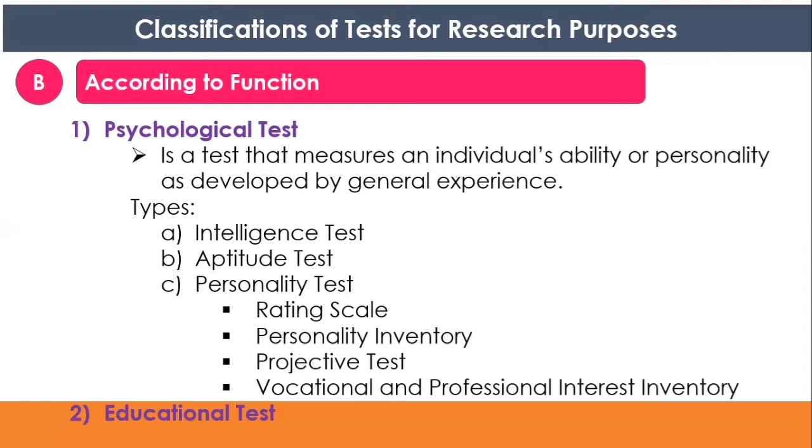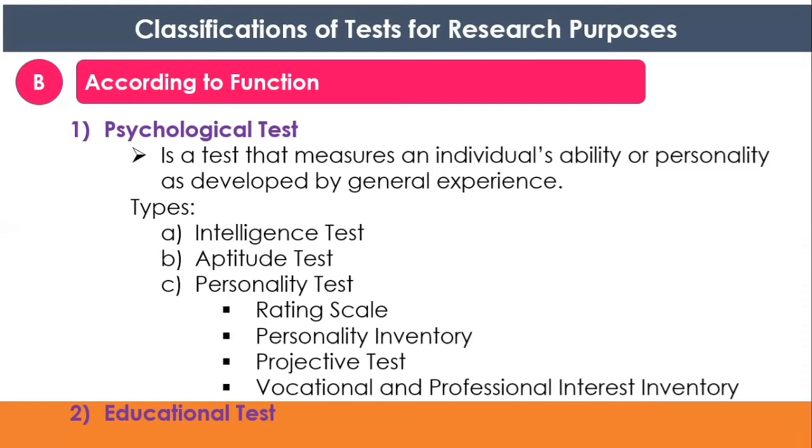A personality inventory is a measuring device for determining an individual's personal characteristics, such as his emotional adjustments, or tendencies toward introversion or extroversion. So it may be arranged for self-rating or for rating by other persons. Now, this test also measures dominance and submissiveness. And aside from that, we also have projective tests.